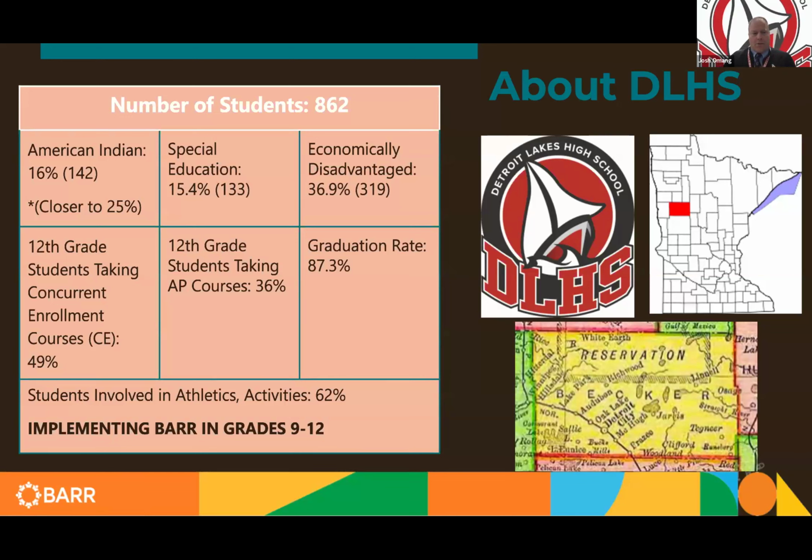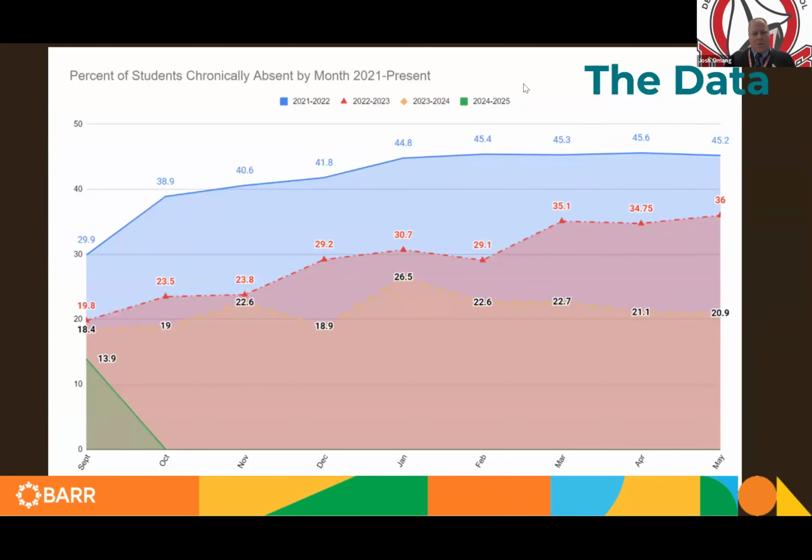This slide just shows a reminder of who we have here at our school. We're at about 20% or so American Indian, and our population of economically disadvantaged, as you mentioned, those are two groups that we saw a huge dip in attendance with after COVID, after the pandemic. So on the next slide, I like to show what's happened, and we were actually at about 45% at the end of that pandemic year.